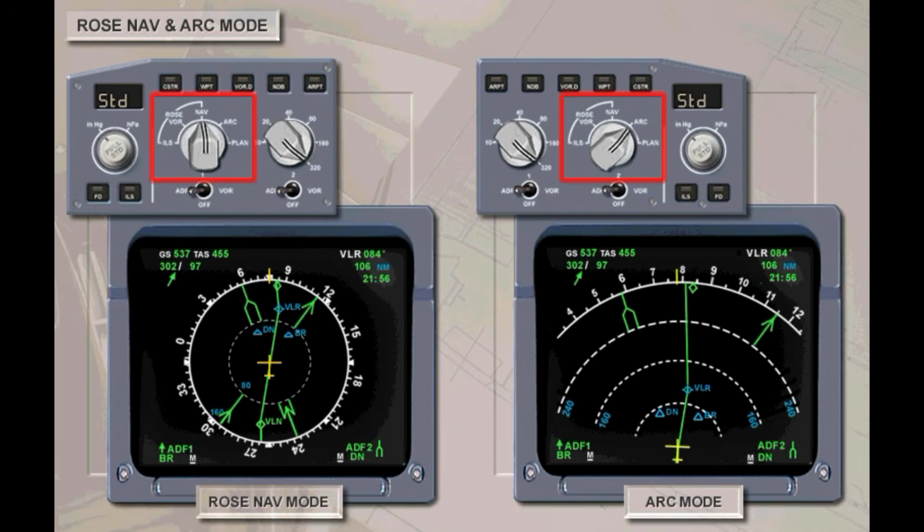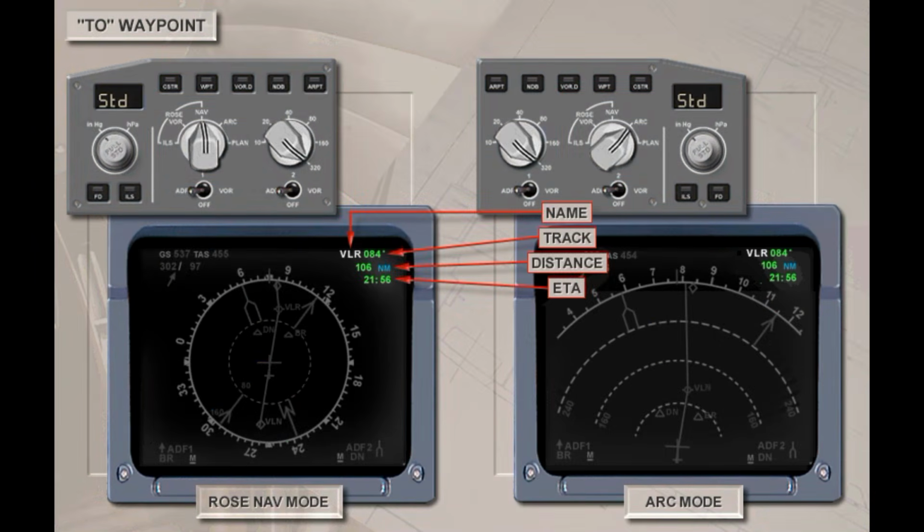The information presented in the ROSE nav mode and the ARC mode is the same, except that the ARC mode only shows the forward 90-degree sector of the compass rose. Navigational information, including the active flight plan, waypoints, and nav aids, are shown. In the upper right corner of the display is information concerning the next waypoint to be overflown in the flight plan, the to waypoint. The name, the track to the waypoint, the distance remaining, and the estimated time of arrival are all displayed.